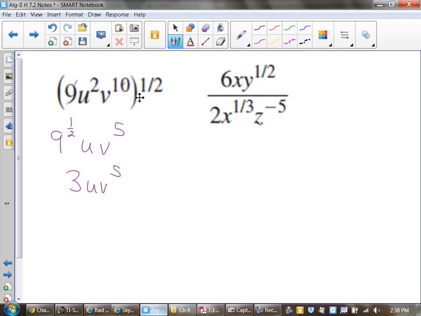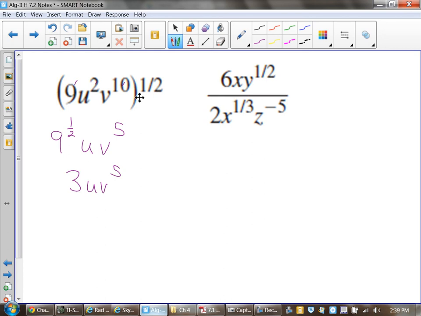And this is the style that most of you guys have trouble with. Numerator, we have 6xy to the half. In the denominator, we have 2x to the 1/3 z to the -5. Every time that we do one of these problems, I always try to do the exact same setup. I always work with my integer values first. After that, I make all of my variables positive exponents, and then I simplify. I try not to do too much at once, because that's usually where I make mistakes.